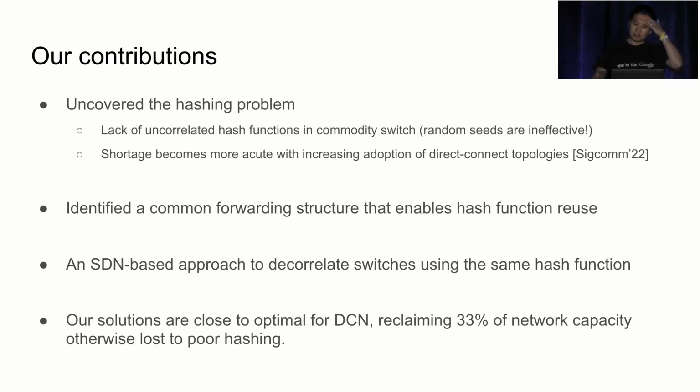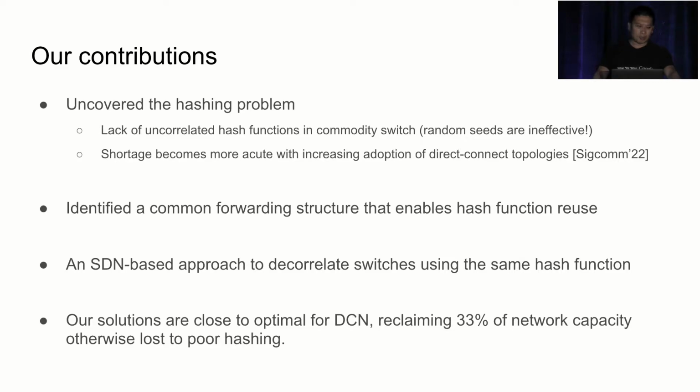So here are our contributions in this paper. First, we formalized for the first time this hash polarization problem. And this is attributed to a lack of uncorrelated hash functions provided in commodity switches. There's a common misconception that random seeds can create uncorrelated hash functions, which is actually not true. And this lack of uncorrelated hash functions becomes even more acute with increasing adoption of direct connect topologies.